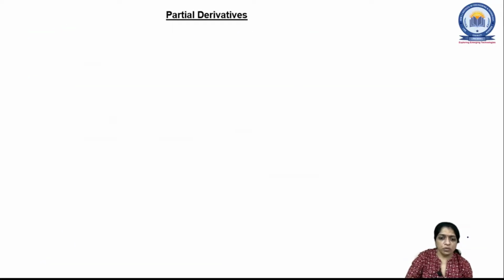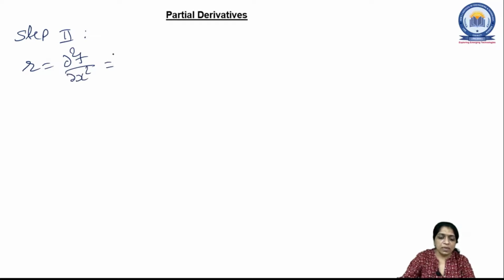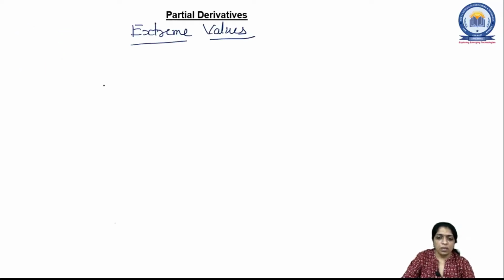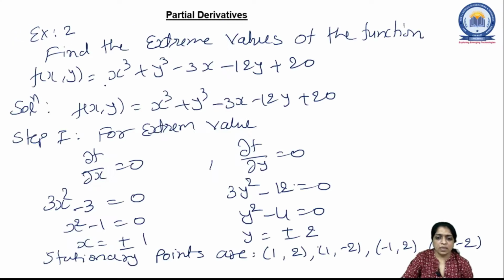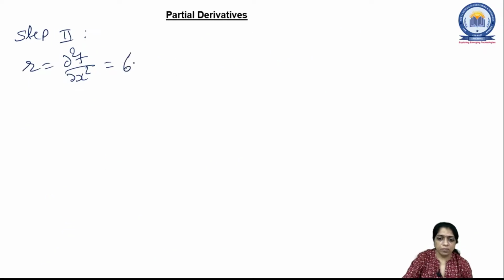Now move to step 2, and that is we have to find r, that is del square f by del x square. It means the second derivative of f with respect to x, and that is 6x, just the derivative of 3 is 0. So here 6x. Now s, that is del square f by del x del y.